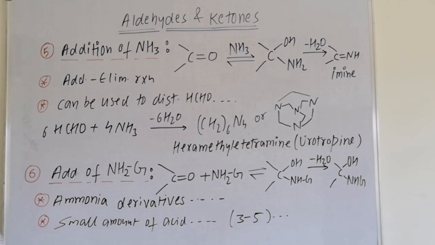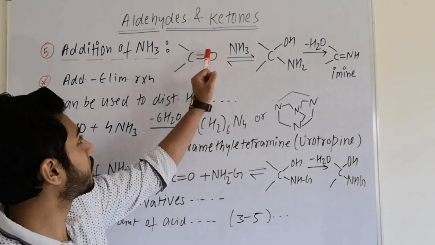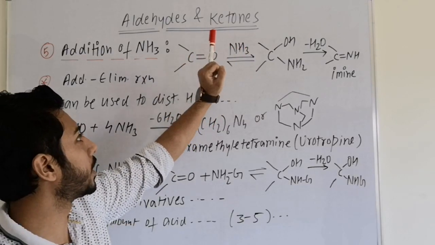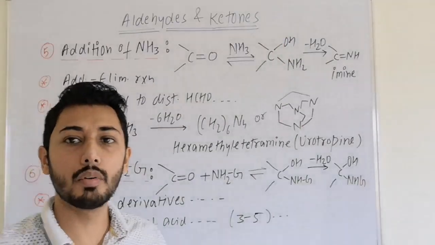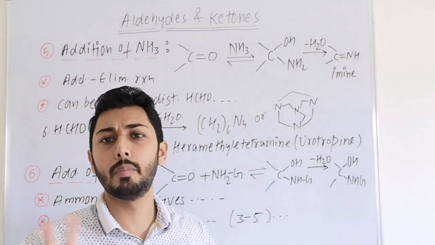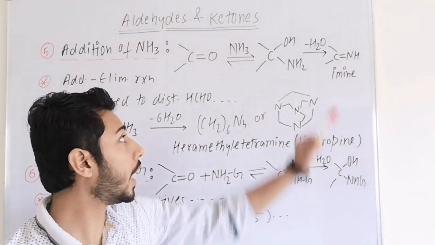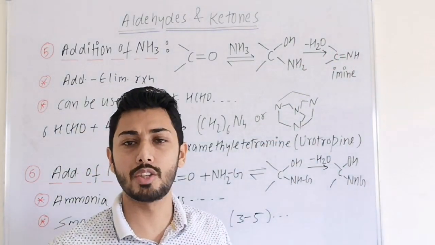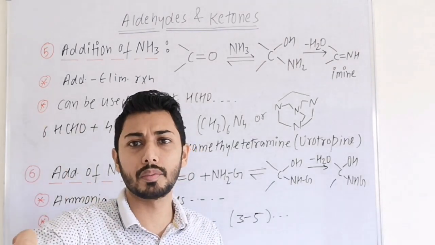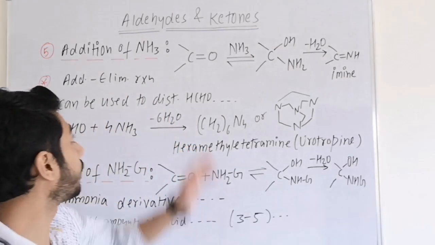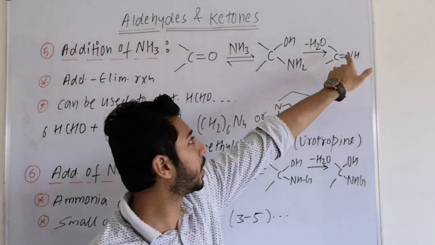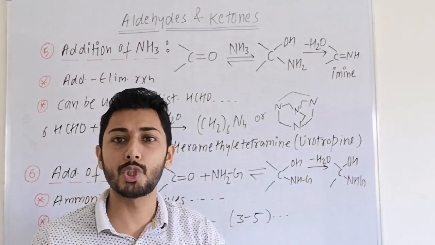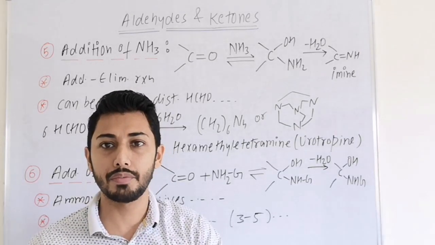The next reaction is addition of ammonia. In this case, ammonia acts as a nucleophile. It will add on the carbonyl carbon. O minus will take H plus, giving NH2 and OH on the same carbon. This is not stable due to lone pair repulsions, and elimination takes place. It gives an imine, C double bond NH. If we have substituted ammonia, like here we are taking RNH2, it will become C double bond NR. This is a substituted imine formation, and it is termed a Schiff's base.